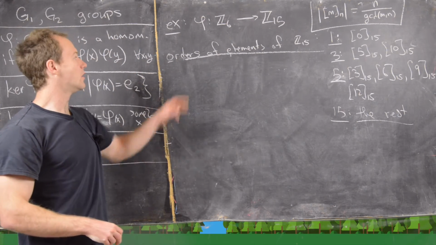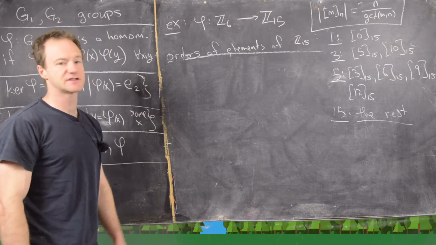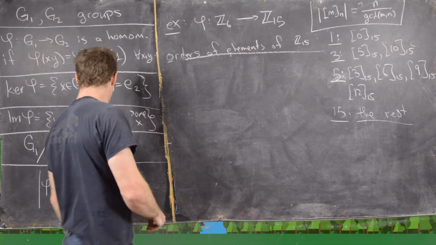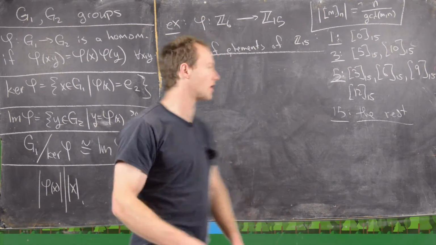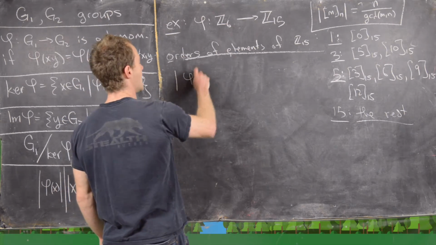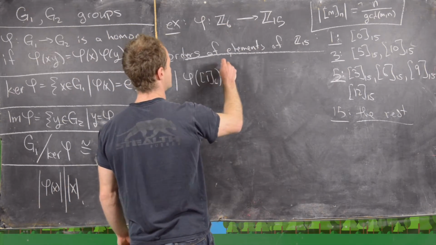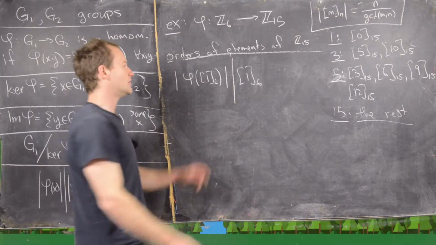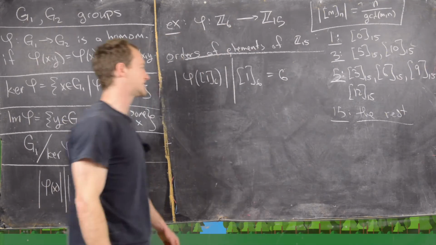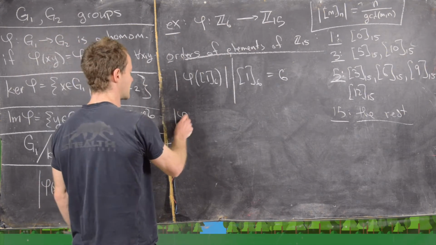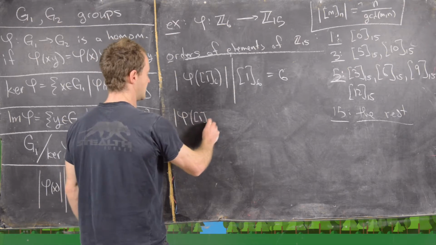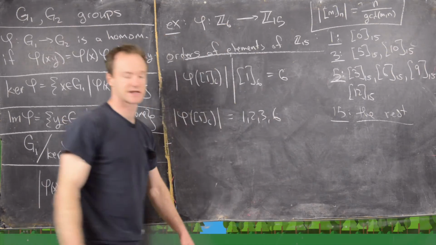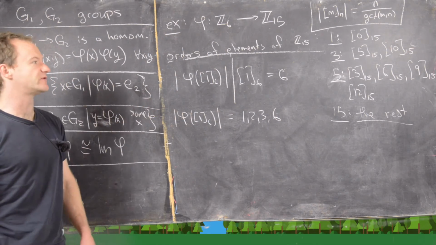Okay. So now we need to figure out what we can do with this homomorphism, but it's going to be completely determined by where we send the number 1. Now, using this rule over here, we see that the order of where we send 1 needs to divide the order of 1 in the domain. But now notice the order of 1 in the domain is equal to 6. So what that tells us is that the order of phi of 1 needs to be equal to 1, 2, 3, or 6.